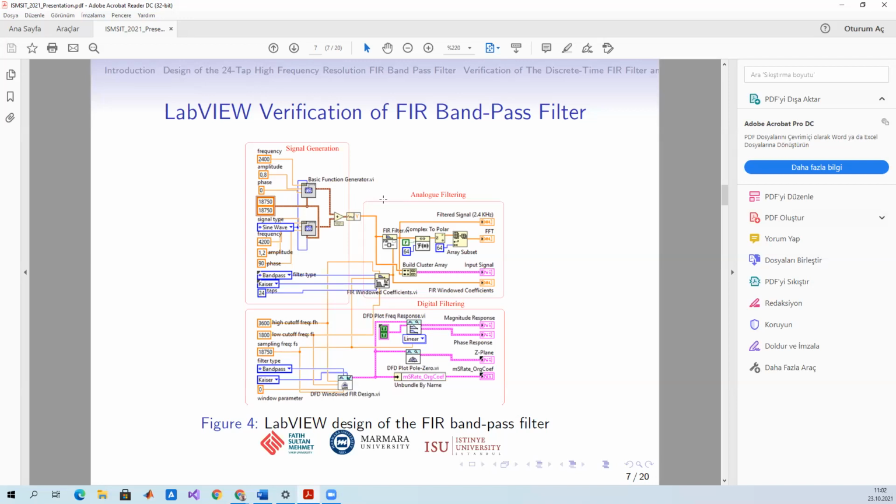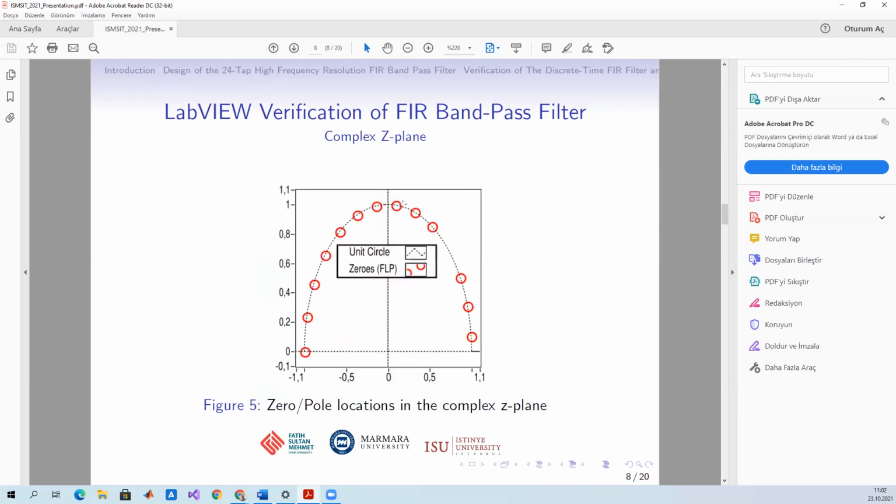Computing the DFT for an application with N data requires approximately N squared complex and time-consuming mathematical operations. For this reason, instead of directly applying DFT for N data samples, we prefer to use the built-in FFT algorithm provided by LabVIEW. This is the zero-pole location in the complex Z plane. As I mentioned before, zero points are only given in FIR filters. Poles don't exist in FIR filters because they don't have any feedback value.